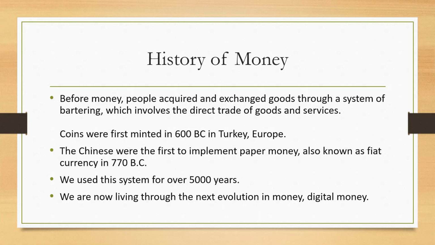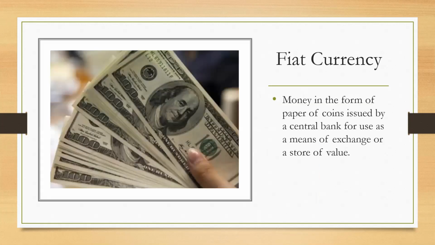So the first coins were minted in Turkey way back in 600 BC. This is well back. And then subsequent to that, paper money was first introduced in 770 BC in China. There were these large sheets of paper. Do I have an image of it here? No, I don't. Right. But that was what fiat currency first looked like. And we've been using that system now for well over 5,000 years. All right.